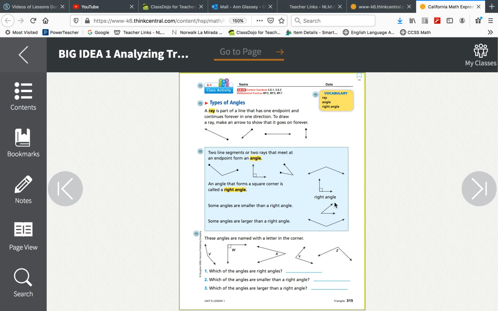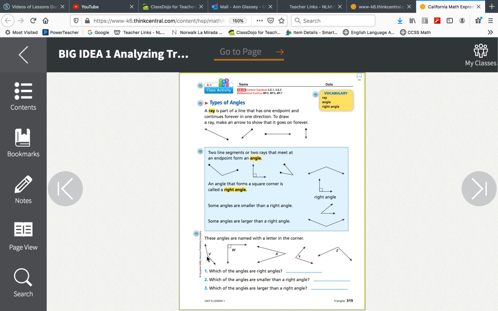Some angles are smaller than a right angle. You can see this is sharper and smaller than the corner of a book page. That's called an acute angle, A-C-U-T-E. Some angles are larger than a right angle. You can see this is wider or larger than the corner of a book page. This is also known as an obtuse angle, O-B-T-U-S-E.